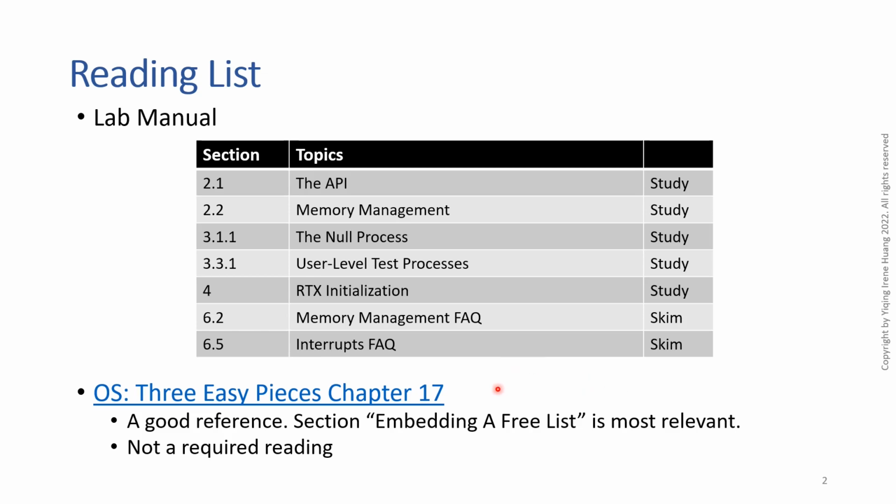And the recommended reference for doing this lab is Operating Systems: Three Easy Pieces, Chapter 17. This is a good reference on dynamic memory management. Actually, it talks more than what we need. I would like you to pay special attention to the section on embedding a free list. This is not a required reading, but by reading it, you will find doing this lab a lot easier.